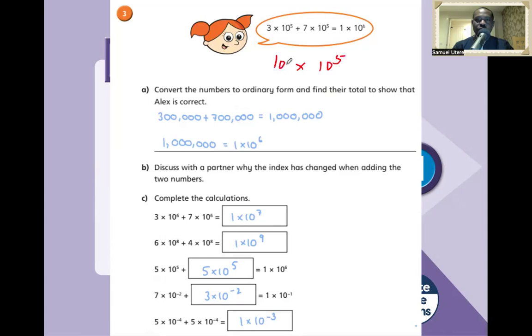But this number here, this 10, is actually the same thing as 1 times 10 to the power 1, times 10 to the power 5. Now, I'm not going to tell you about this yet, but I'm going to give you a little secret. Because these two are multiplying each other, these powers of 10, we're going to add them. So your answer is 1 times 10 to the power 6.